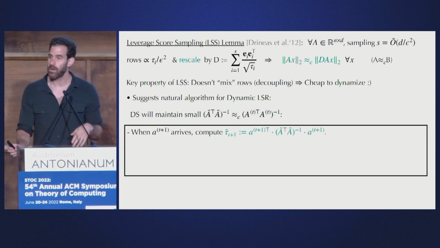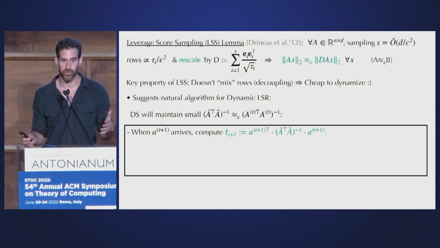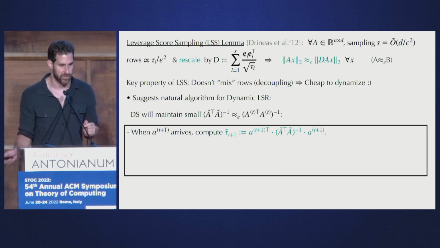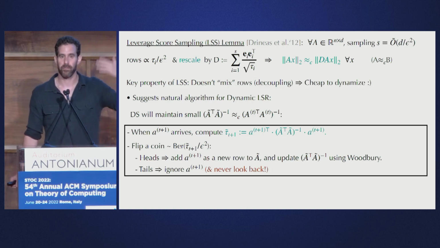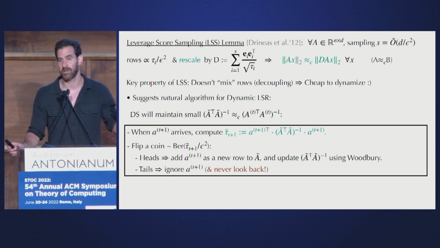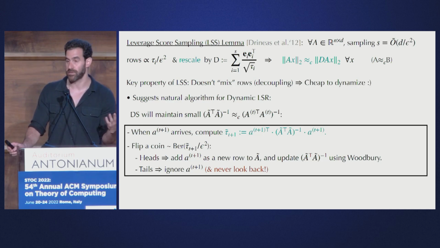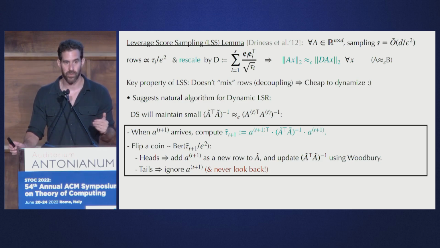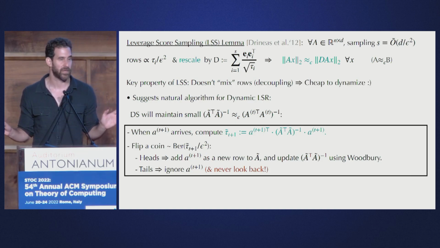So here's what we'll do. When a new row a_t arrives, all we will do is compute its leverage score, which seems expensive, but we'll take care of this in a second. We'll compute its leverage score with respect to the maintained matrix, which is going to be close enough. And then we're just going to flip a coin. We're basically going to implement the leverage score sampling lemma in an online fashion. If the coin comes up heads, we're going to update with this row using the Woodbury formula that Jan showed us yesterday. And otherwise, we're just going to throw away this row and never look back. We're just going to completely ignore this row. Does that make sense? That's it. That's the data structure.